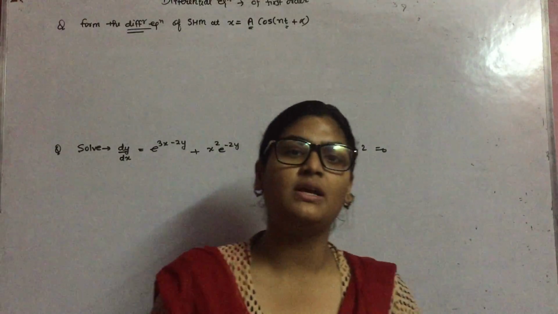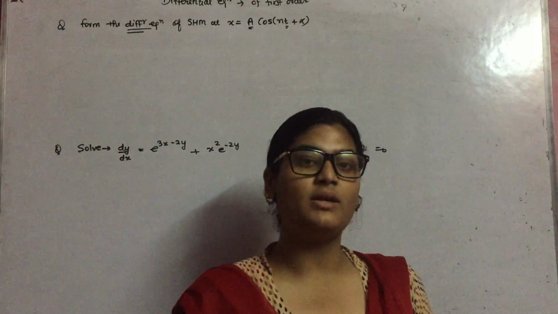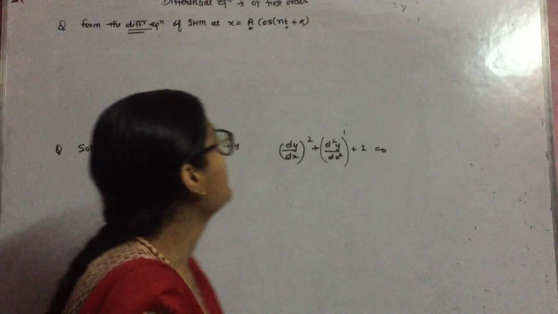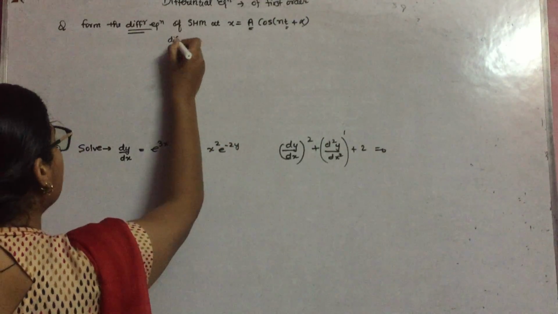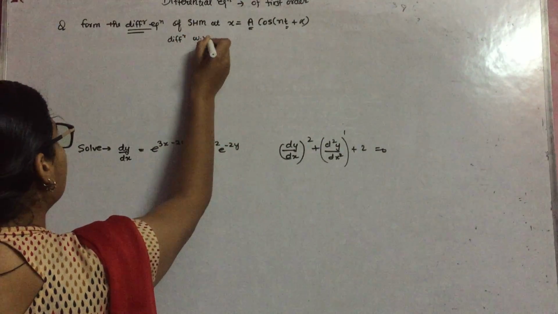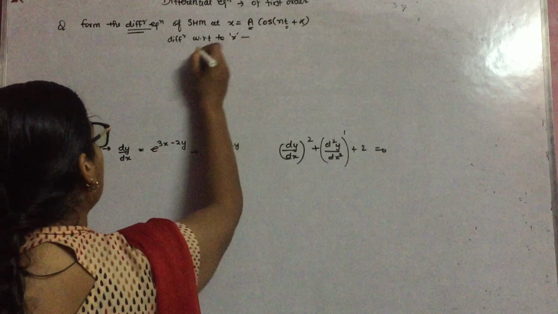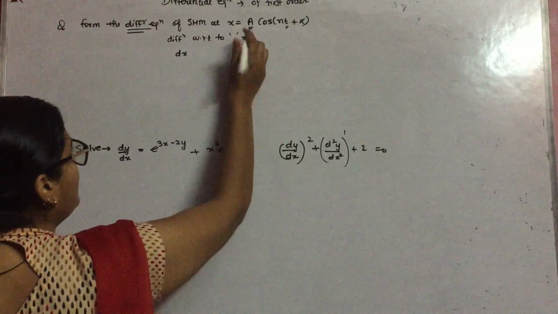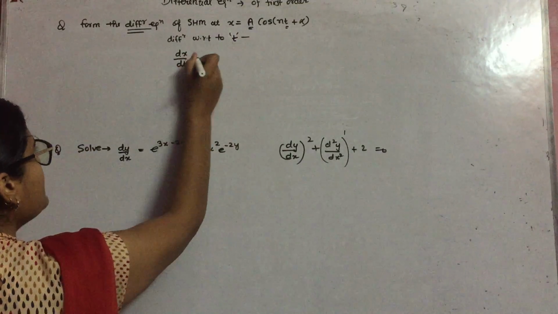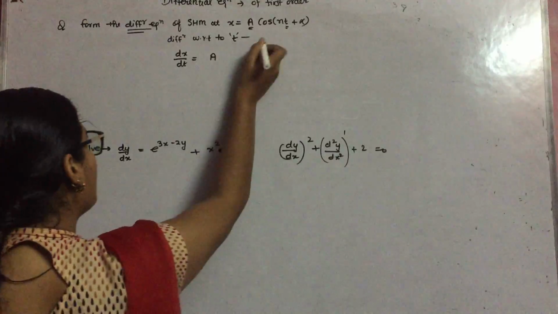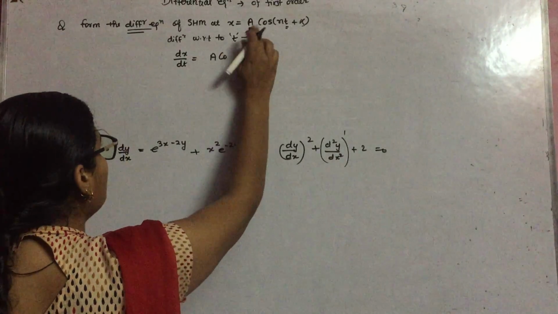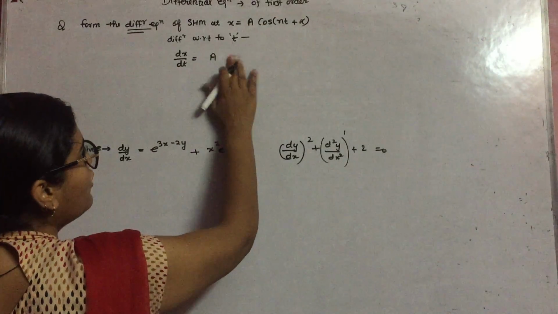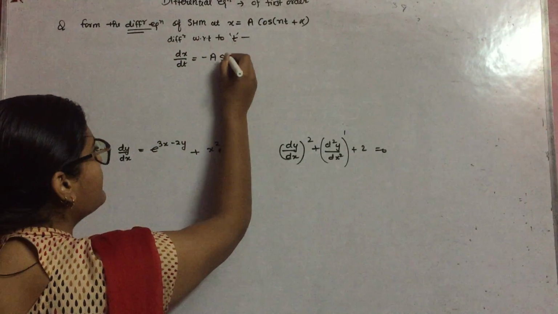Here we have arbitrary constants a and alpha. There are two arbitrary constants, that's why we have to differentiate it twice. So firstly, if we differentiate it with respect to t, what we get: dx by dt is equal to a, which is constant here, times cos, and the differentiation of cos is minus sin.